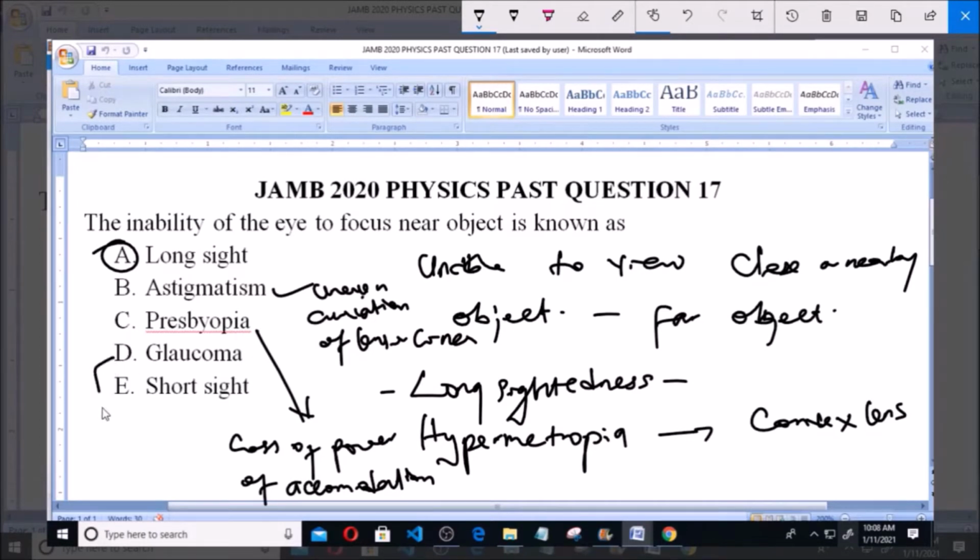Then glaucoma in this case just simply refers to cloudy vision. Now this cloudy vision is due to the deposition of minerals in the eyes like proteins, and these proteins will cause cloudy vision of the eyes.